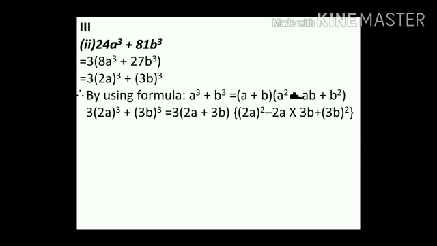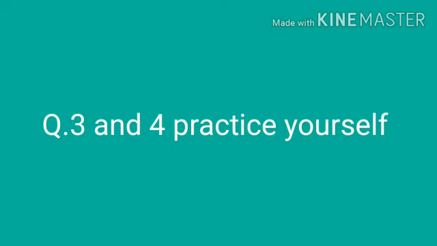Now, children, after expanding, we have to solve. Equal to 3, 2a plus 3b will be as it is, children. 2 square is 4, a square will be a square minus 2 3s are 6, ab, 3 square is 9, 9b square. Question number 3 and 4, practice yourself.